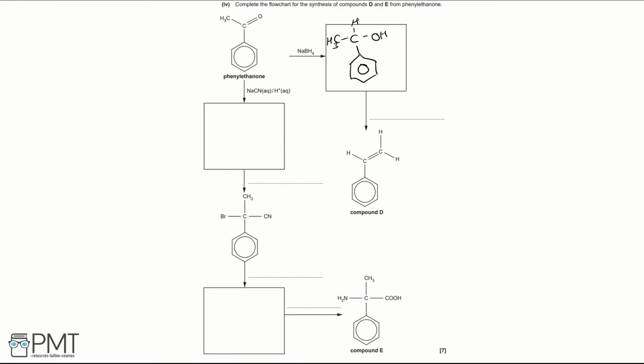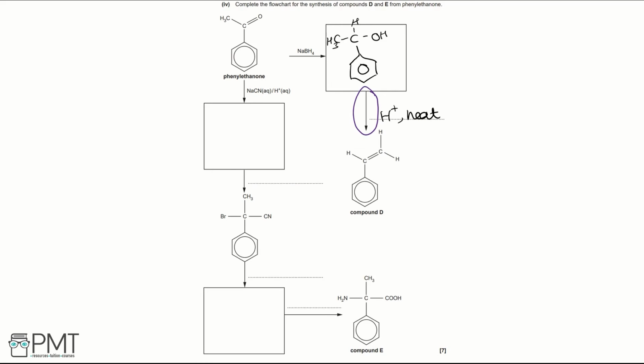What we've done with this arrow and compound D is converted our alcohol into an alkene. So the reagents that we require for this is H+ and heat. Then looking at the reaction with phenylethanone and NaCN aqueous and H+.